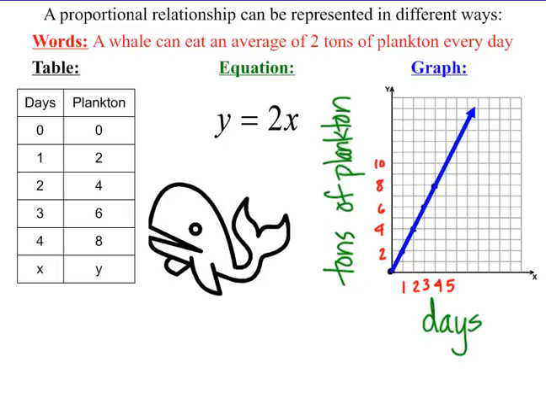Now, if I only showed you the graph, what you would do is find points. For example, I'm showing these points: 1, 2, 2, 4, 3, 6, and 4, 8. You would use those points to show a pattern. And we'll talk more again when we talk about rate of change and how we can look at that and find that number just by looking at the graph.